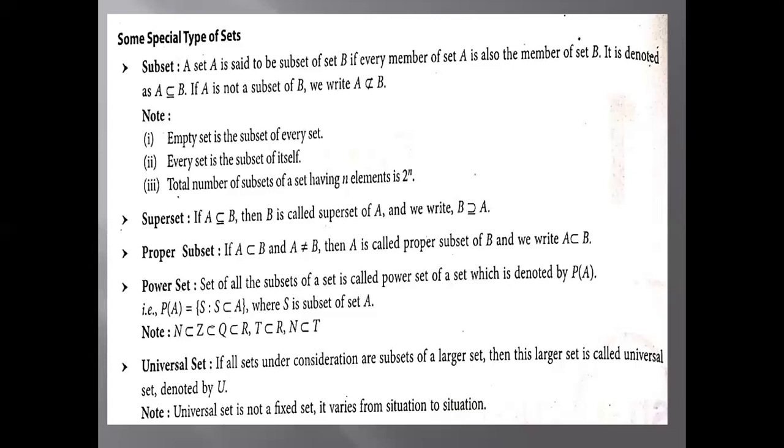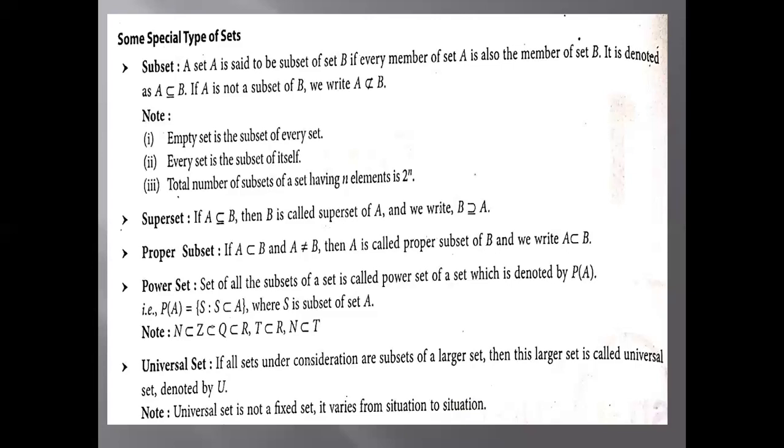Empty set is a subset of every set. Every set is always a subset of itself. The total number of subsets of a set having n elements will be equal to 2 to the power of n. This is one of the very important formulas which we need to remember to write the number of subsets of a given set.